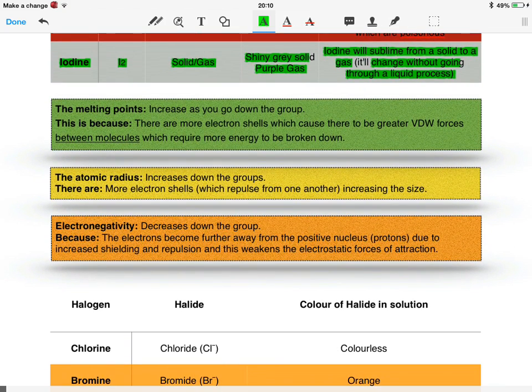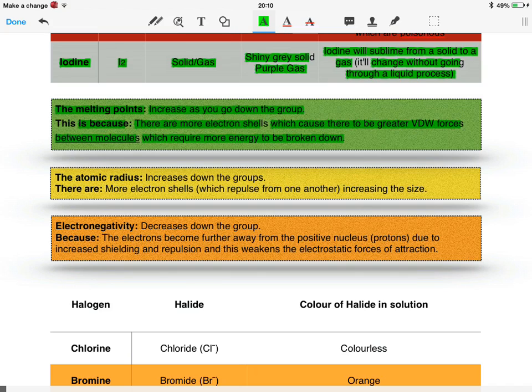So we need to know the melting points. The melting points of the group 7 halogens increases as you go down the group. The reason for this is because there are more electron shells, which will cause there to be greater van der Waals forces between the molecules, and that's the key phrase, shall I say. And these then require more energy to be broken.